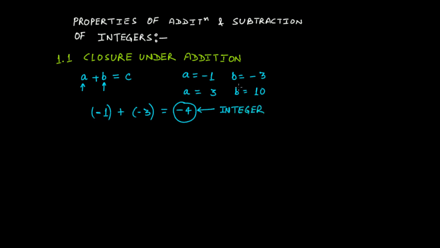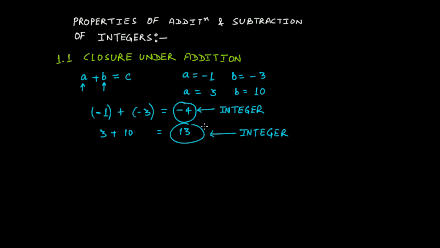Now let's check for the positive integers. You have 3 plus 10. We'll get 13. Is 13 an integer? Yes, 13 is an integer. So here you got a negative integer, and here you have a positive integer. Therefore, we'll say that addition of integers is closed. It is closed under addition. It follows the closure property.